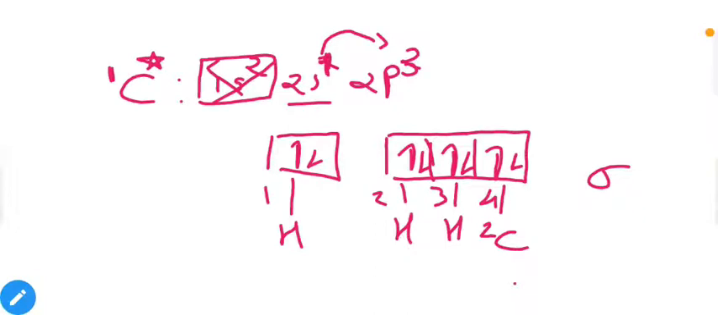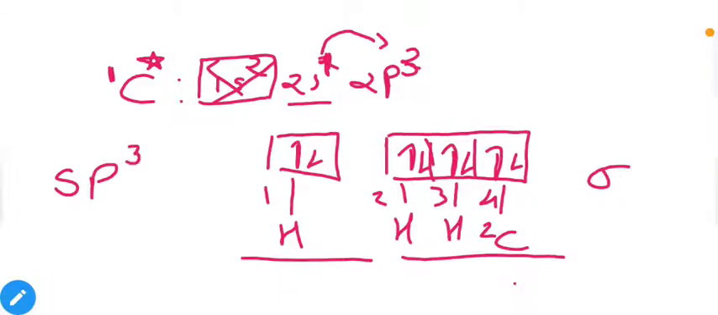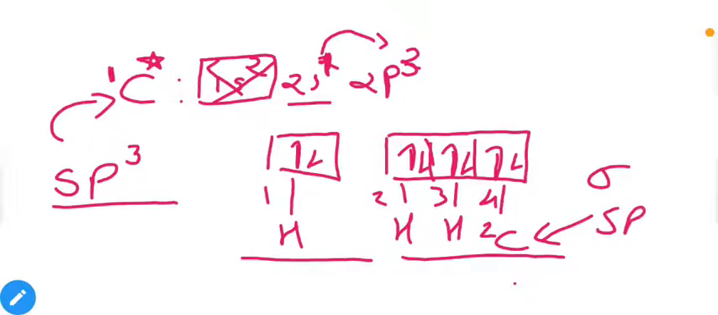One s orbital contains a sigma bond pair, and 3 p orbitals contain sigma bond pairs. So the hybridization of the first carbon will be sp3, and the same is applicable to the second carbon as well. Hybridization of the second carbon will be sp3 as well in this example. Both of them are exactly the same.